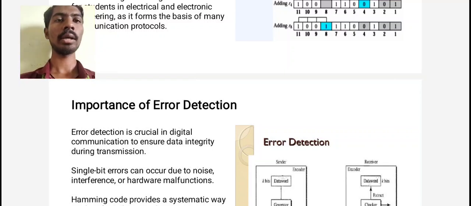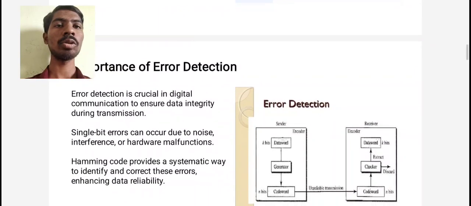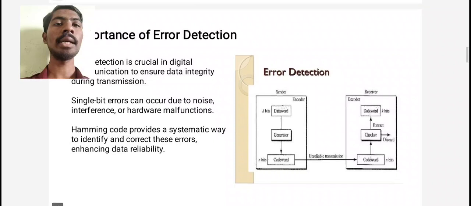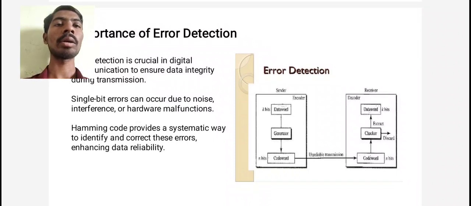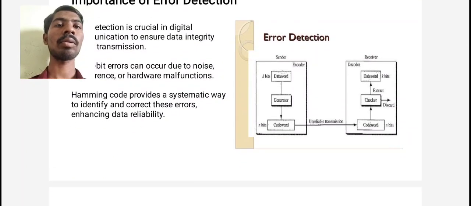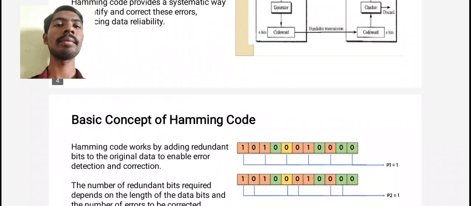Importance of error detection. Error detection is crucial in digital communication to ensure data integrity during transmission. Single bit errors can occur due to noise, interference, or hardware malfunctions. Hamming code provides a systematic way to identify and correct these errors, ensuring data reliability.